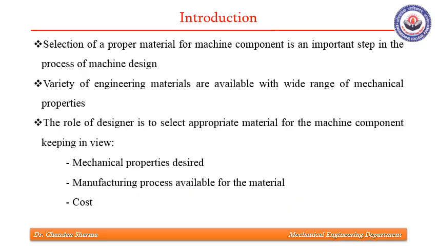We all know that selection of proper material for a machine component is a very important step in the process of machine design, because if the selection is not appropriate, the component will not be able to fulfill its intended function. That's why when we have seen the flow chart of the process of design, there was this important step in which we select a suitable material for the given component based on the mechanical properties desired.